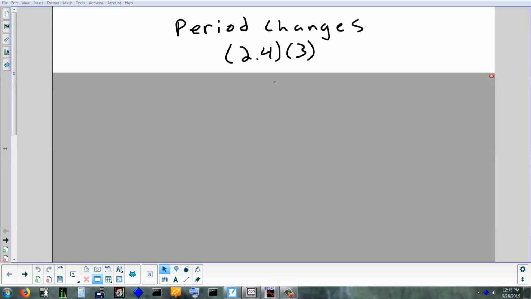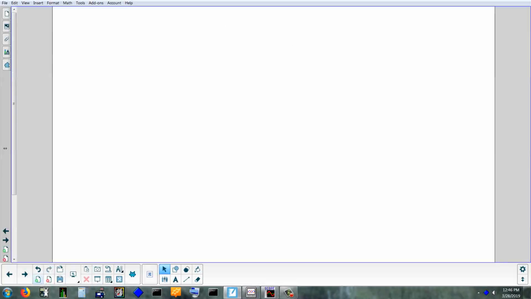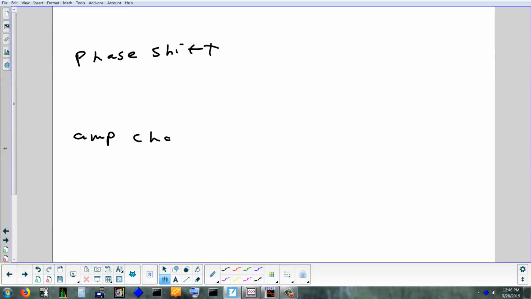All right, the last section we're going to look at is on period changes. So it's the last transformation for sine and cosine. So let's just take a quick look at the ones we've already done. Okay, so we've done phase shift. We've done amplitude change. And we've done vertical shift.